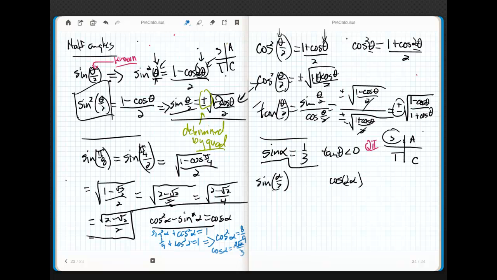But the question is, should that be a plus or a minus? Which quadrant am I in? Well, we already identified the quadrant, which is nice. I'm in the second quadrant, so I know this is negative. Now watch, all I have to do is follow the formulas. This is the coolest part.